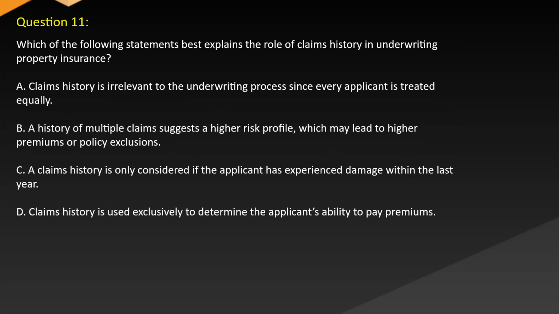Question 11. Which of the following statements best explains the role of claims history in underwriting property insurance? A. Claims history is irrelevant to the underwriting process since every applicant is treated equally. B. A history of multiple claims suggests a higher risk profile, which may lead to higher premiums or policy exclusions. C. A claims history is only considered if the applicant has experienced damage within the last year. D. Claims history is used exclusively to determine the applicant's ability to pay premiums.